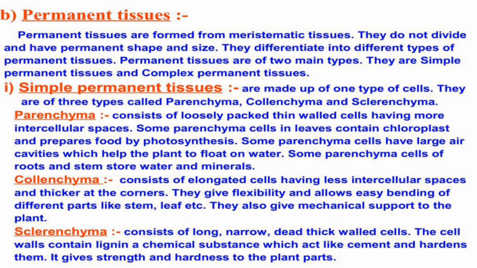Now, simple permanent tissues are made up of one type of cell. They are of three types: parenchyma, collenchyma, and sclerenchyma. As I told you, now parenchyma.